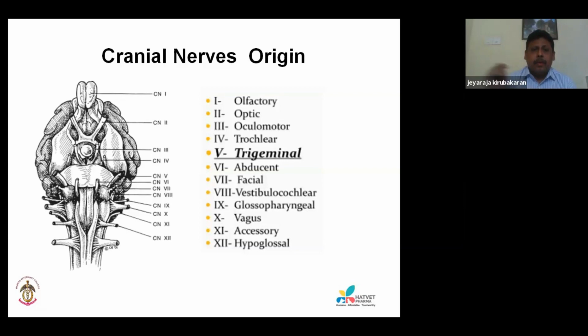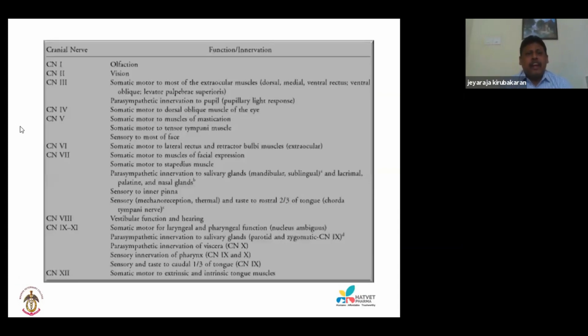And these are some of the functions of the cranial nerves. I just wanted to summarize them in a single table, that's why I made it. This one is olfaction, this is for vision, and 3 is for the extraocular muscles, motor, and also the parasympathetic innervation for the pupil. And 4 is for the motor of the dorsal oblique muscle of the eye. 5, of course, the muscles of mastication, the tensor tympani muscle, and also sensory to the face. Then 6 is again for the eyes. The 7 is for the face.